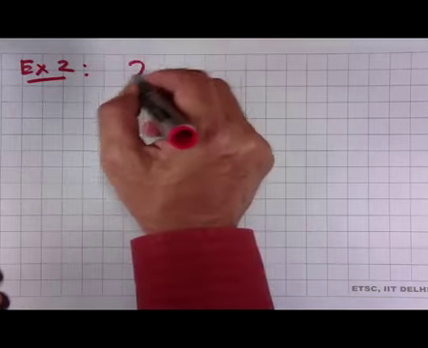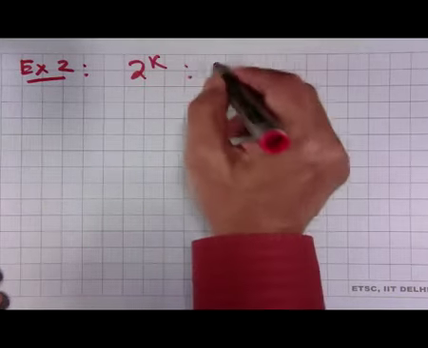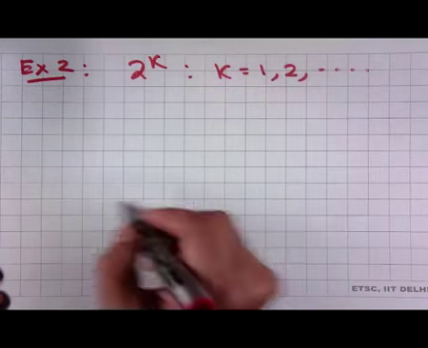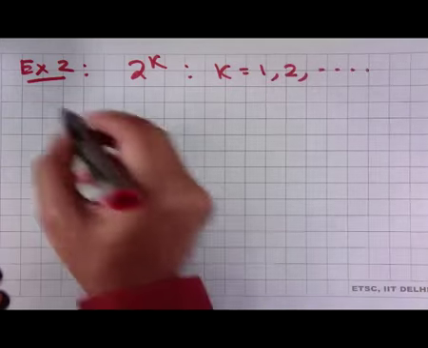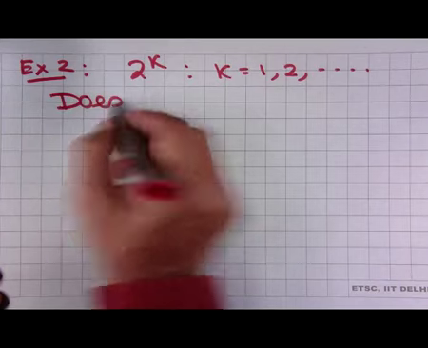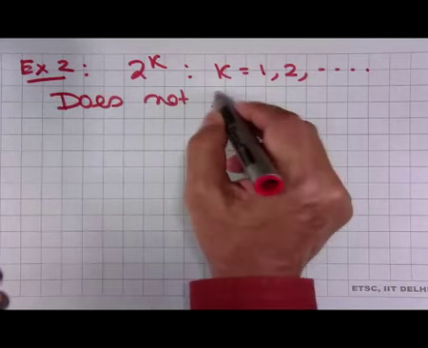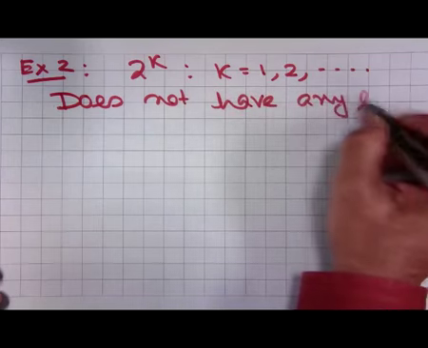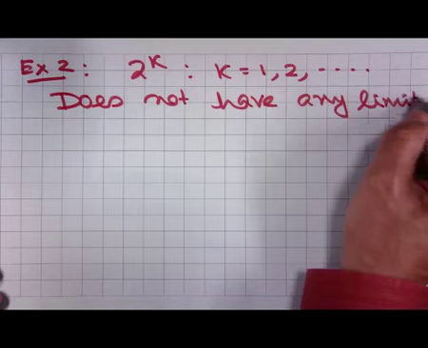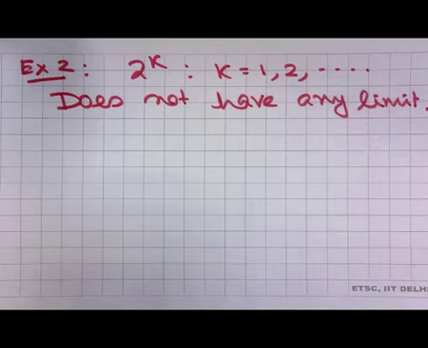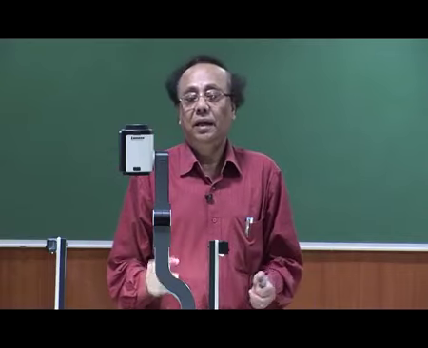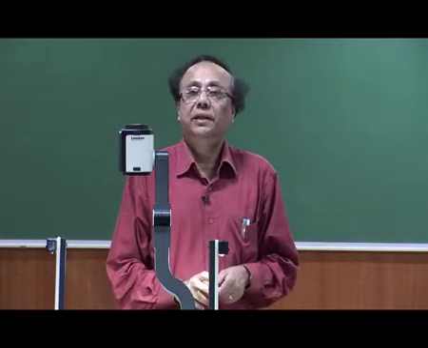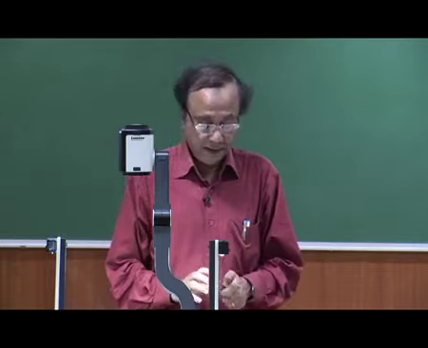Similarly, 2 to the power k, k equal to 1, 2, etc., does not have any limit. As you give me any big number n, I can always find a k such that 2 to the power k is bigger than that n.